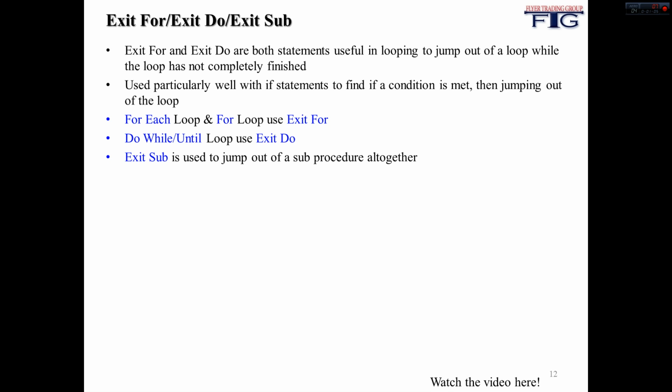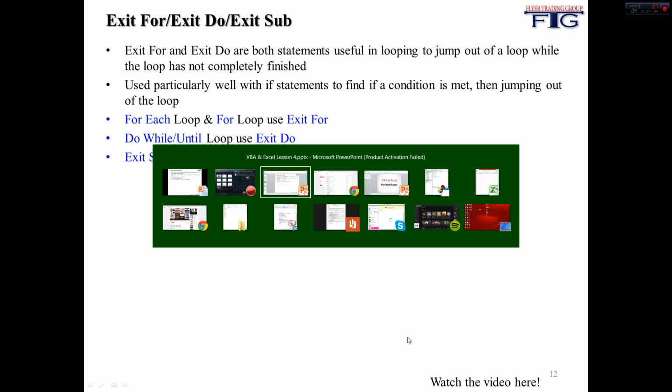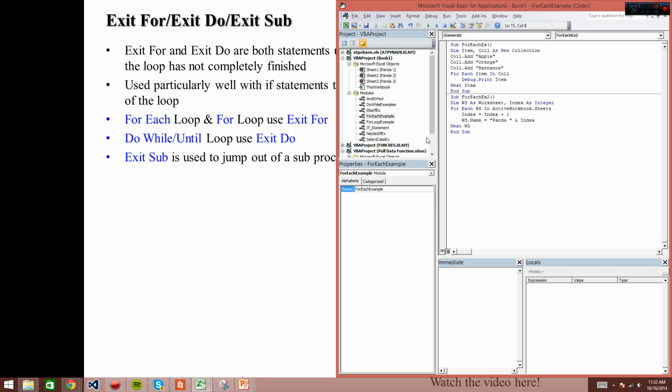I particularly like to use exit sub when I'm working on larger projects and I want to put error handling at the very bottom of my sub procedure. I would then use exit sub to skip that altogether when my normal process runs without there being an error. So I'm going to do a quick example of these, just showing you from our past examples how this actually works.